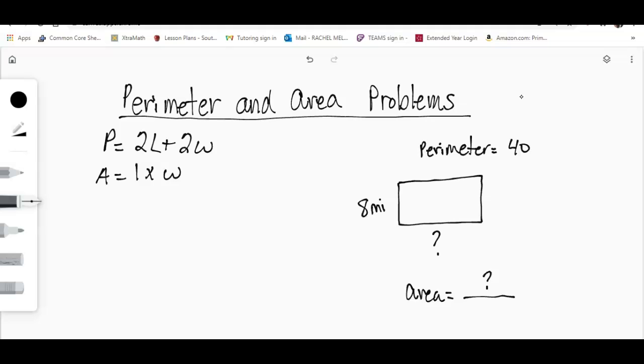Okay, so here's a type of problem that we're going to have today. So I have a rectangle here, and I know a few things. Okay, I know the perimeter is 40 miles. Okay, I know the width is 8 miles. I don't know anything else about this shape, and I need to find the area. Okay, so I have to use all of the things that we have learned over the past 3 days to help find that missing piece.